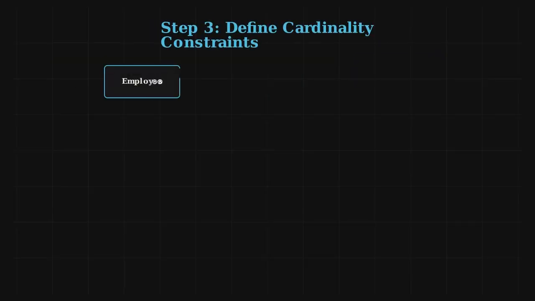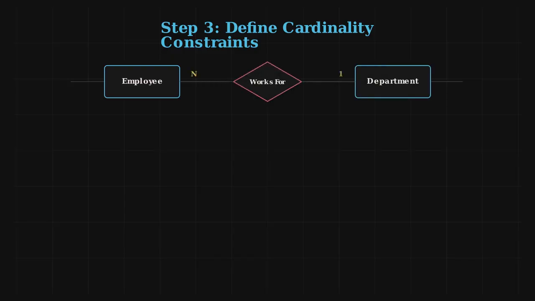Now, we define cardinality constraints. An employee works for exactly one department, but a department can house many employees. We annotate this relationship with a many-to-one or n-to-one cardinality marker, protecting database integrity.